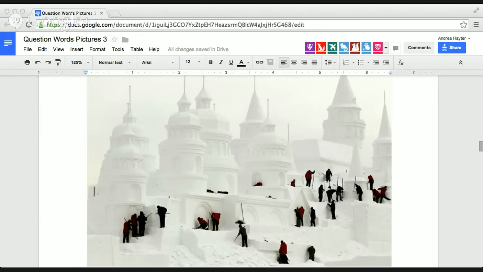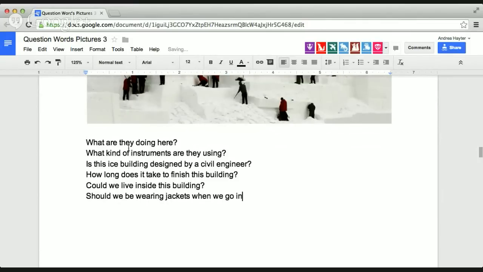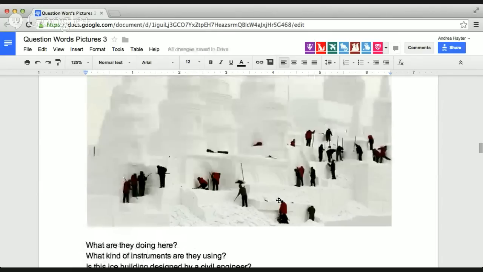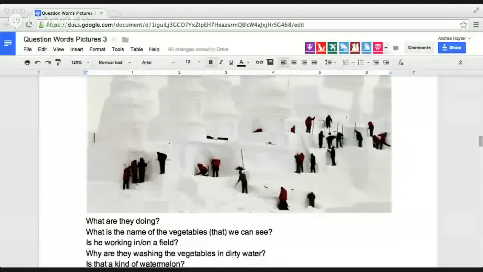Should we be wearing a jacket when we come inside? Should we be wearing jackets? For jackets, let's have it be plural, because "we" is plural, more than one person. Should we be wearing jackets when we go inside? We don't need to, just inside this building. Yes, very good question. Probably very cold. You need some jackets. Okay, Kishan.